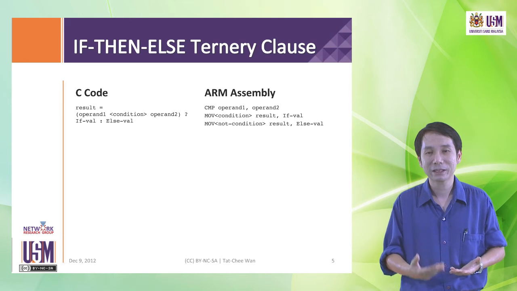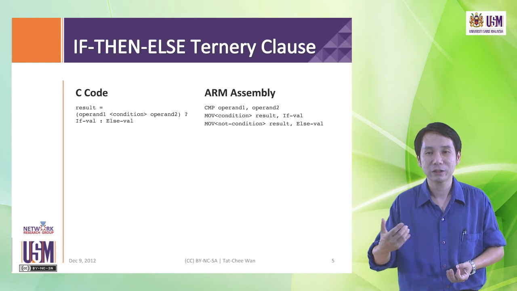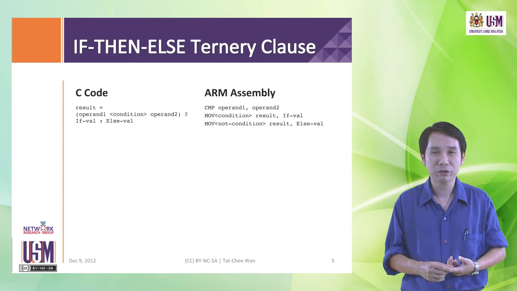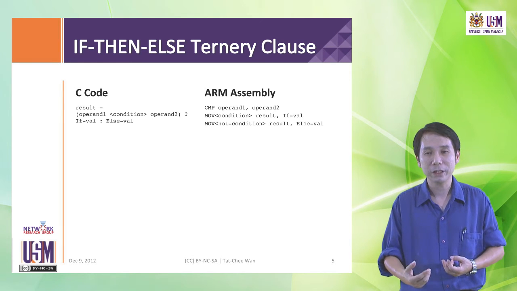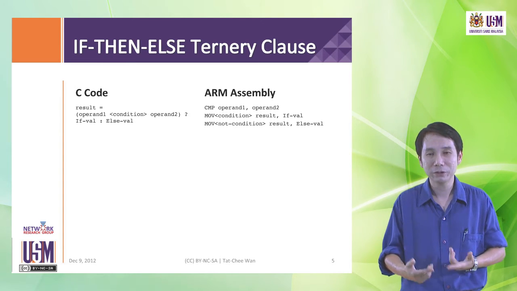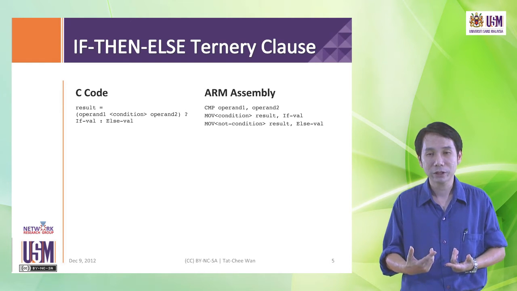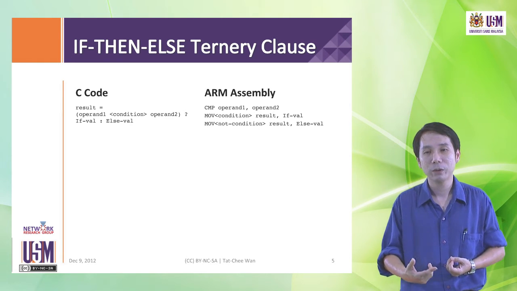This is implemented in ARM assembly language by doing the following. We have the compare instruction as usual between operand 1 and operand 2. Then we use the conditional execution feature in ARM to perform the movement or copy of the if value into the result if the condition is true. If the condition is false, we will use the not condition, or the inverse of the given condition, and do a conditional execution of the move instruction for the not condition, where the else value is copied into the result instead.